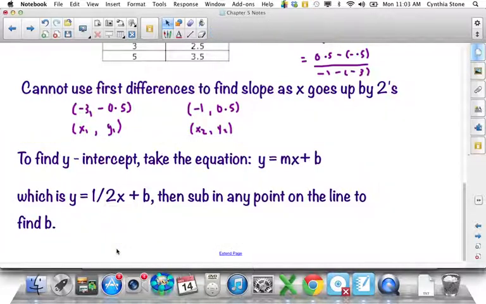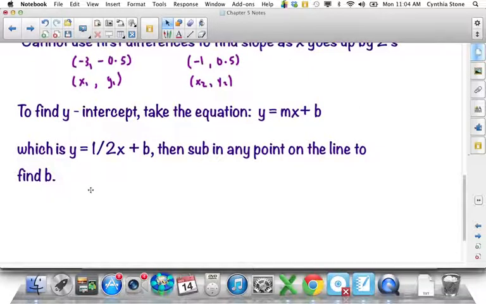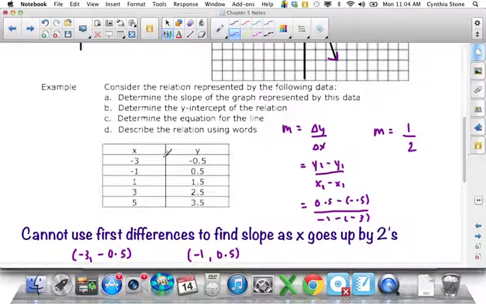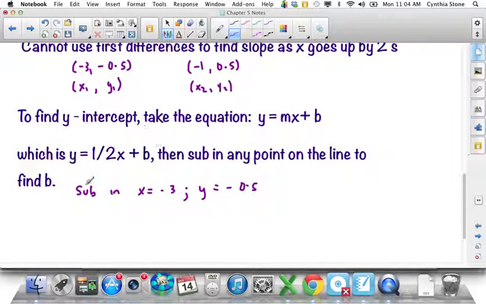So you have to use your equation skills. This is why we had to do all that algebra to start the semester. My data point I'm going to choose is x equals minus 3 and y equals minus 0.5. It has to be a data point right off the table of values. You pick any, it doesn't have to be the first, but you sub any of them into this equation and solve for b.